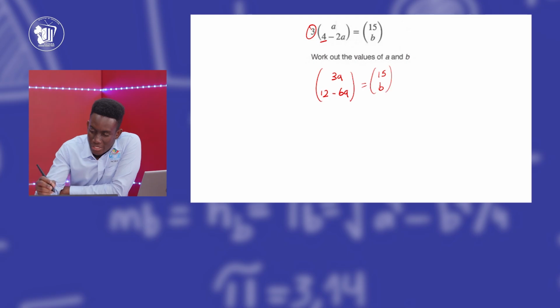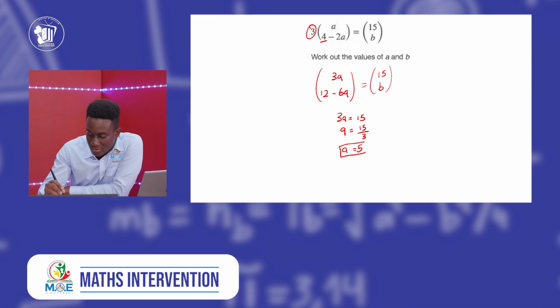So to solve for a and b, we see 3a is equal to 15. Hence, a would be equal to, this 3 is multiplying the a, we take it over to divide, so we'll have 15 divided by 3. Hence, a is equal to 15 divided by 3 is 5. So we have our value for a there, which is 5.